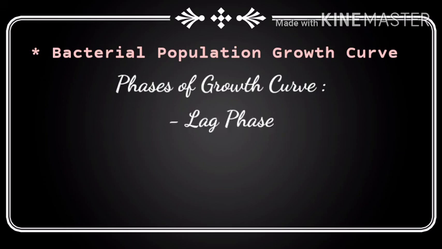During this phase, the bacteria absorb all the nutrients and the enzymes synthesized to prepare for cell division. The second phase is the logarithmic phase. During this phase, the bacteria multiply rapidly. The number of organisms doubles during each generation time. So, during this phase, the growth rate is high.